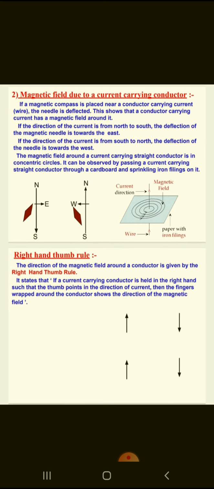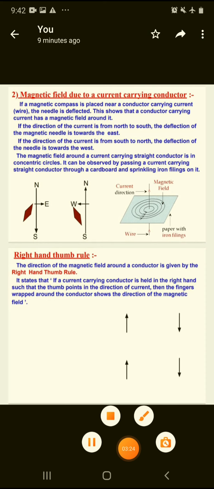Look here. What is the procedure? The magnetic field lines around a current carrying straight conductor, as we can easily see in the figure, are concentric circles. Concentric circles. It can be observed by passing a current carrying straight conductor through a cardboard and sprinkling iron filings on it, as we had discussed in the previous class. Similarly we can do it here.